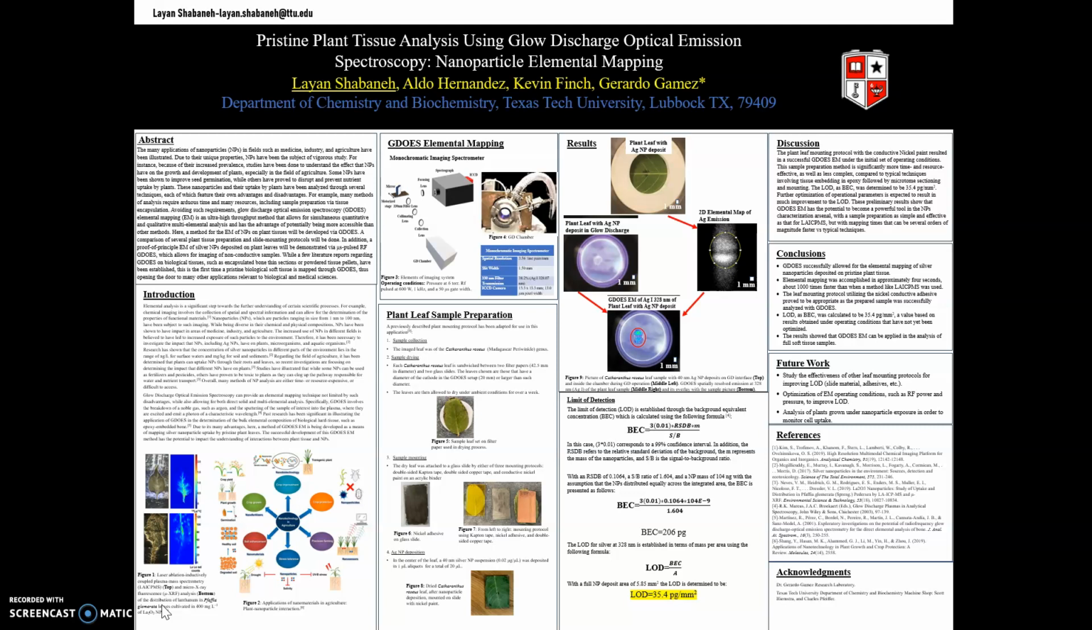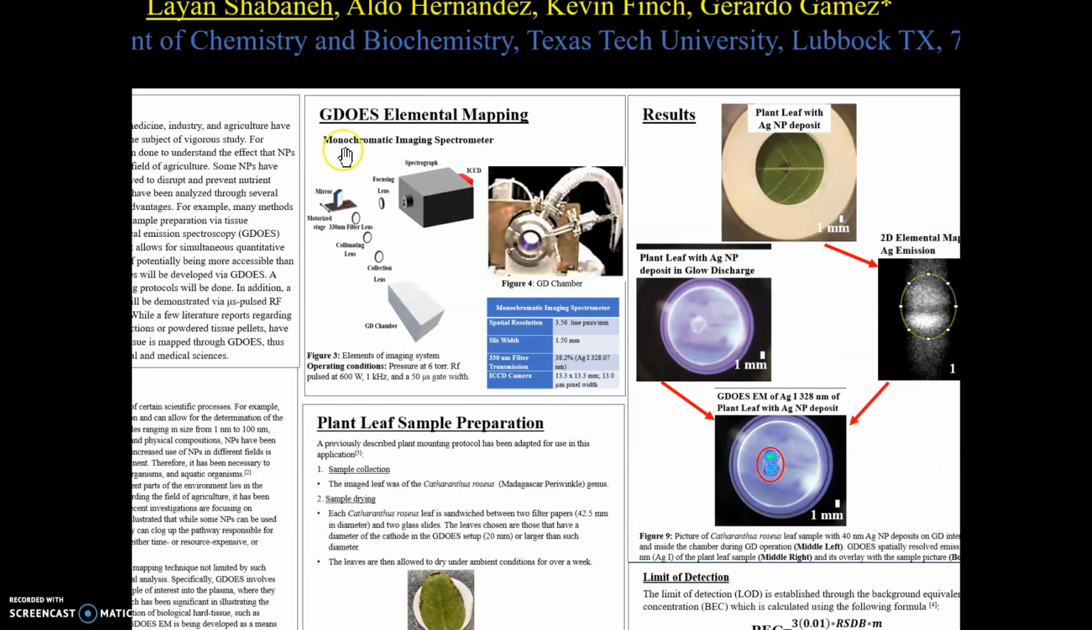Glow discharge optical emission spectroscopy involves the breakdown of argon gas in a chamber and the sputtering of the nanoparticle sample into a plasma, where ions are excited and emit a photon of wavelength characteristic of the sample. The project undertaken here will show how glow discharge optical emission spectroscopy was successfully used in the elemental mapping of pristine plant leaves.